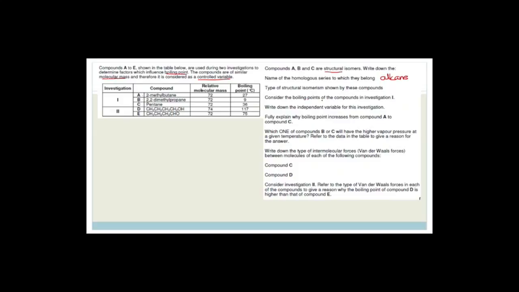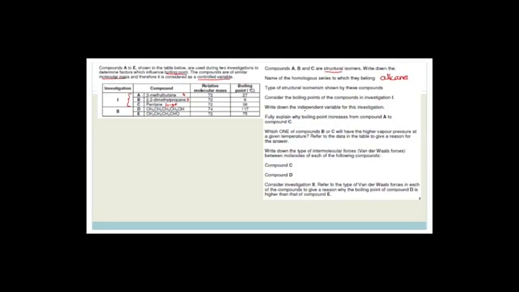Now it says, consider the boiling points of the compounds in investigation one. So we're only looking at those three. Okay, we've got the highest boiling point is pentane. And do you agree that pentane's got the longest chain? It's got 5 in it. The next highest is 2-methylbutane, which has got 4 in the main chain. And the lowest is 2,2-dimethylpropane, which has got 3 in the main chain. So you could either say the longer the straight chain, the higher the boiling point, or you could say the more branched the compounds are, the lower the boiling point.